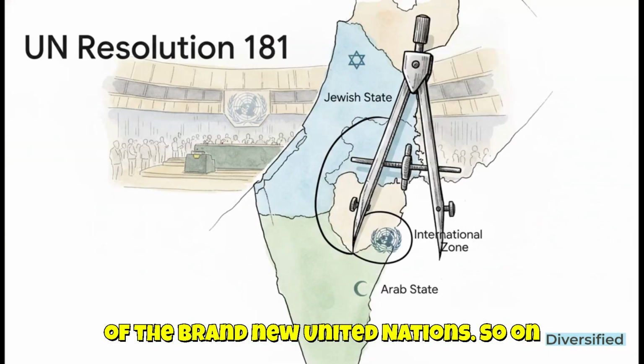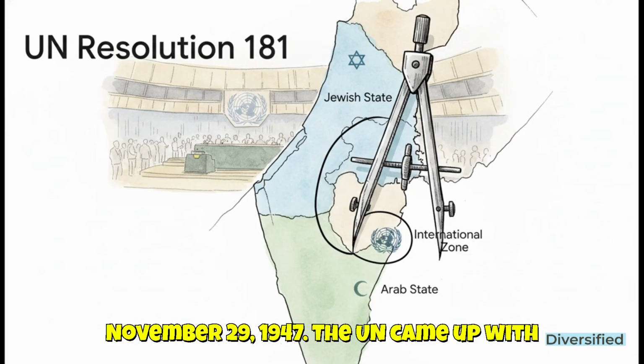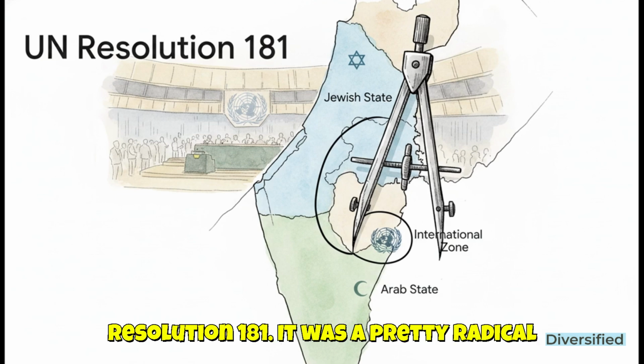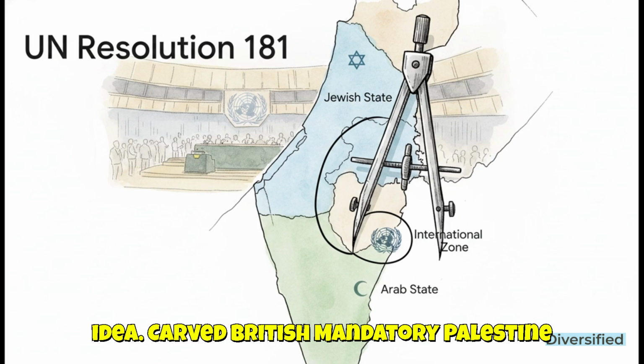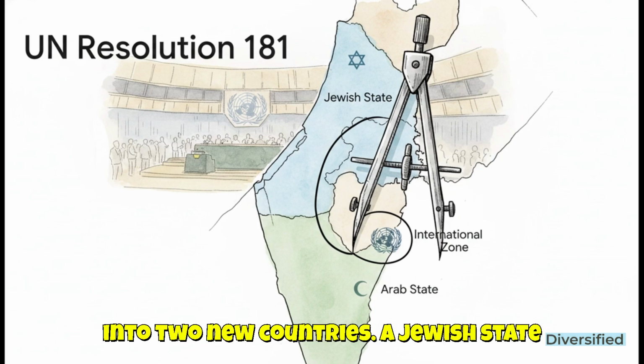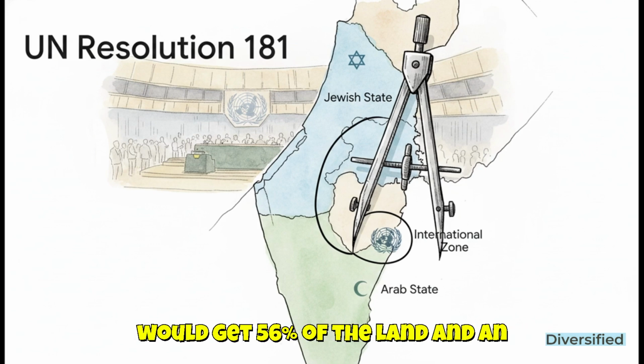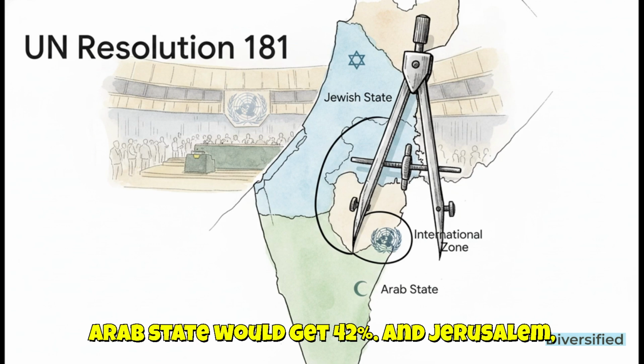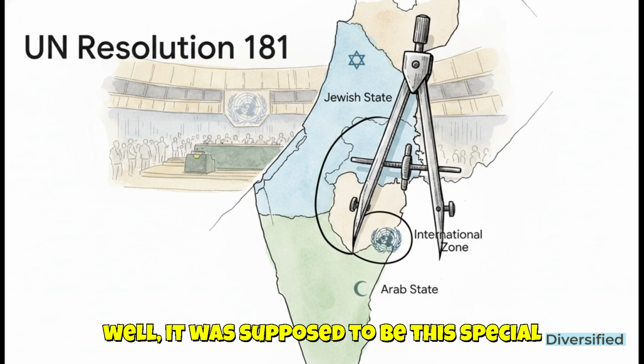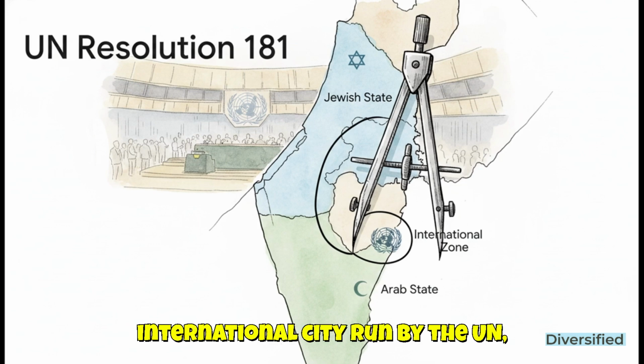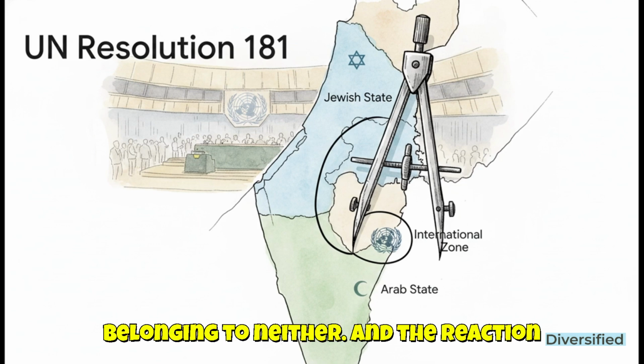So, on November 29, 1947, the UN came up with Resolution 181. It was a pretty radical idea. Carve British Mandatory Palestine into 2 new countries. A Jewish state would get 56% of the land, and an Arab state would get 42%. And Jerusalem? Well, it was supposed to be this special international city, run by the UN, belonging to neither side.